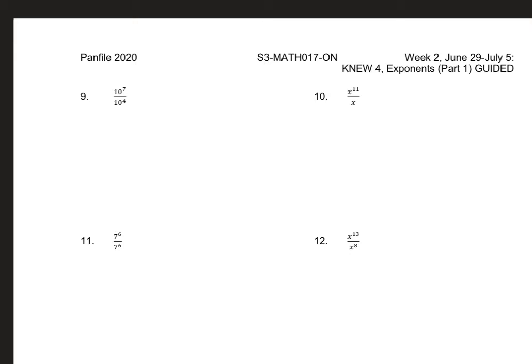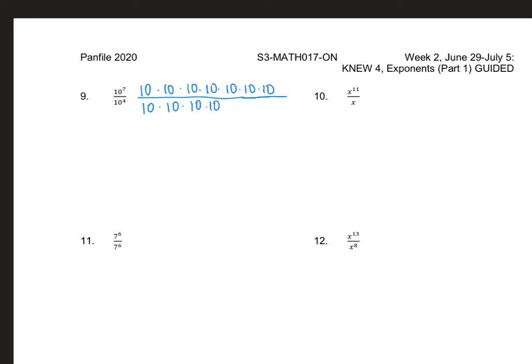So when we draw this line, we're going to have tens on top, and we're going to have tens on bottom. Now, how many tens are we going to have on top? We're going to have 7 of them. I think I have 7, yep. And then we're going to have 4 tens on bottom, right? Because 10 to the 7th is 10 seven times, and 10 to the 4th is 10 four times.